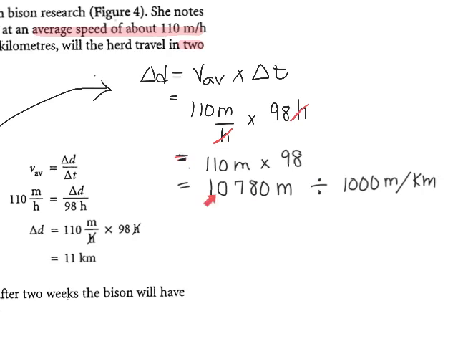So we take 10,780 meters, divide by 1,000. Remember, this one and this one, they're going to cancel each other out, so we don't need those two. Once we figured out our answer, it's about 10.7, I think it's 7 repeating. So we're just going to round it up to the nearest kilometer, and we're going to say 11 kilometers.